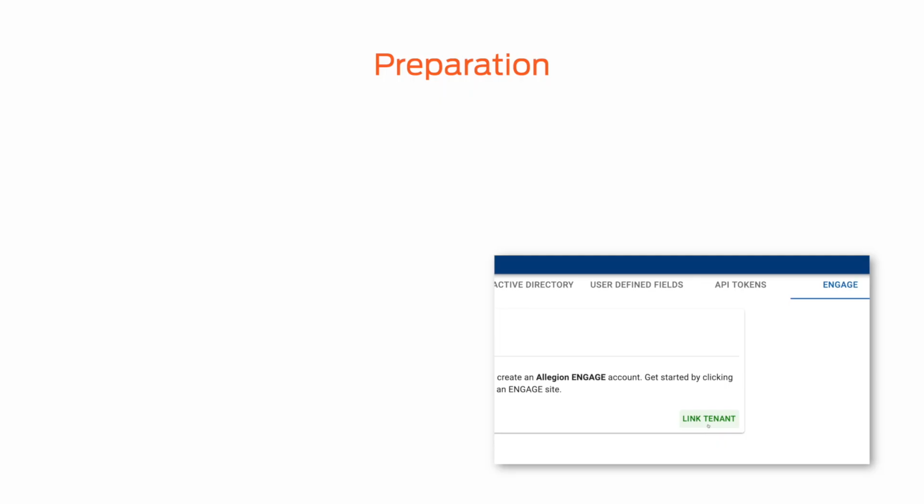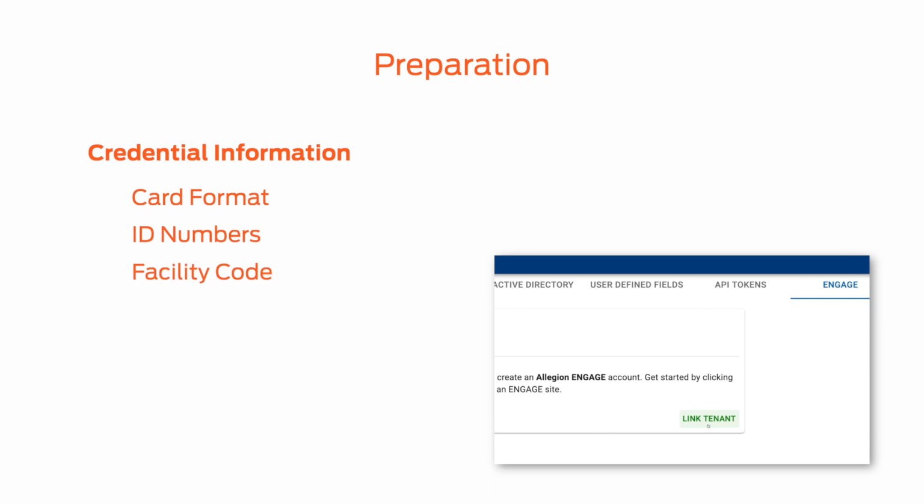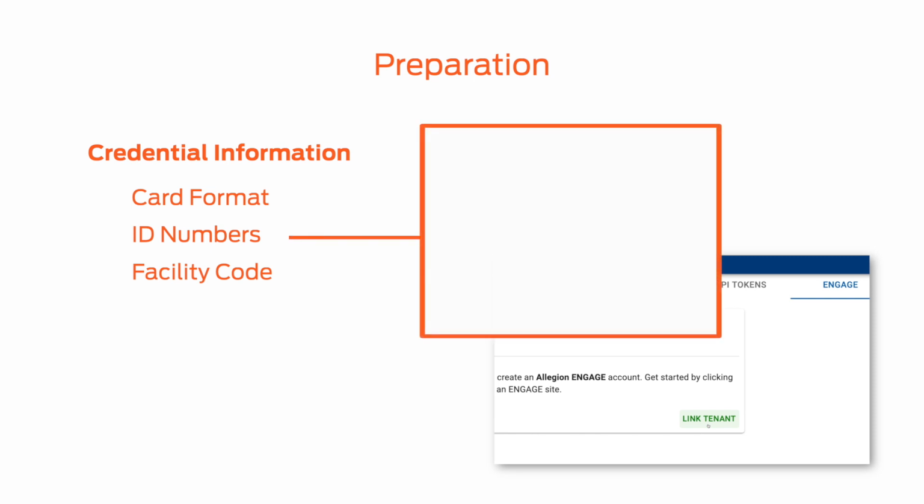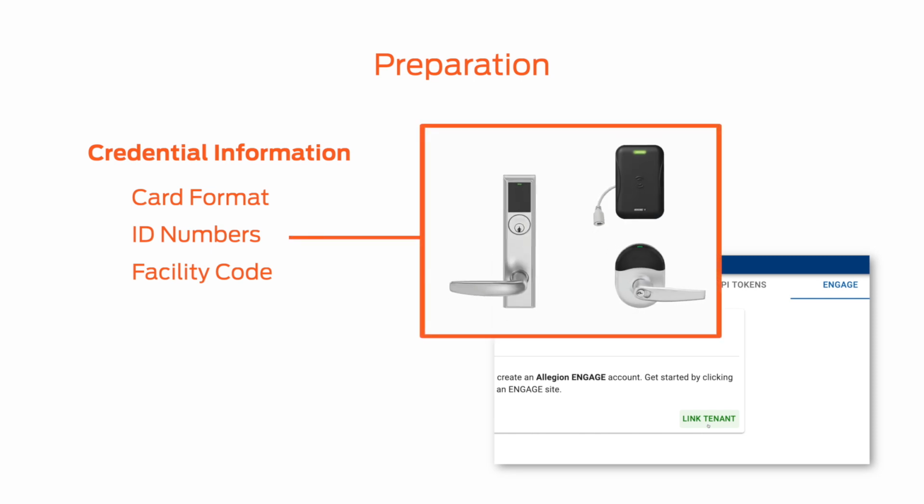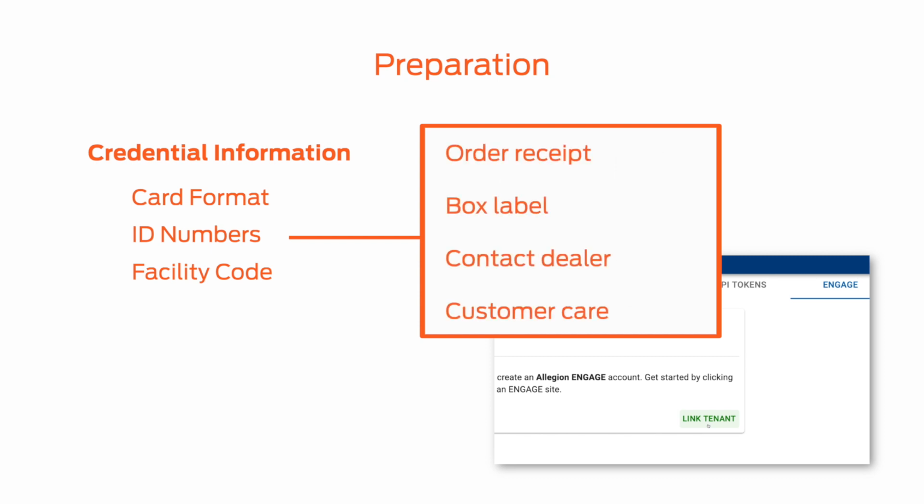We're going to jump straight into the action and assume you've already obtained the format, ID number, and facility code information for the credentials in that tenant. This information is required for any card that will be used with these new products. If you don't know this information, you can look on a credential order receipt, or look for a label on the box they came in, or contact your dealer or customer care.